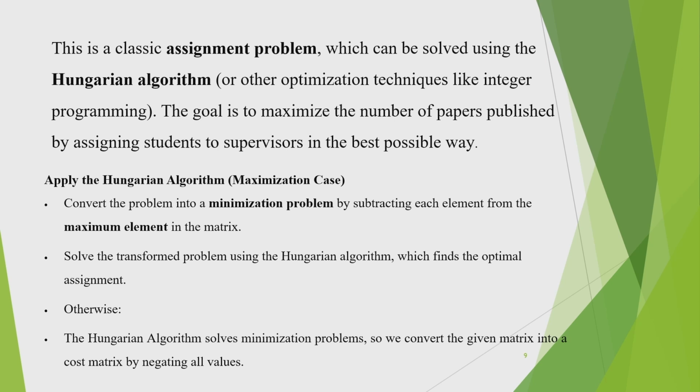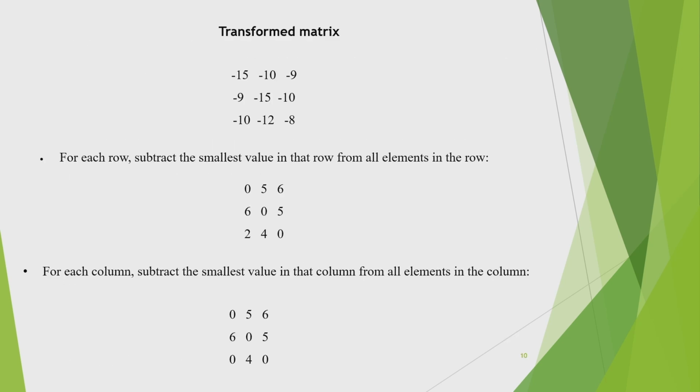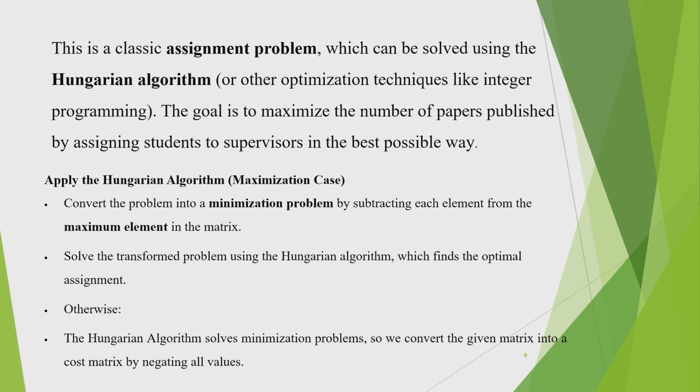Otherwise, the Hungarian algorithm solves a minimization problem. So we convert the given matrix into a cost matrix by negating all values. So we can do it like that also. We can have the transformed matrix as minus 15, minus 10, minus 9, minus 9, minus 15, minus 10, minus 10, minus 12, minus 8. That type of thing we can do, and you should have said.